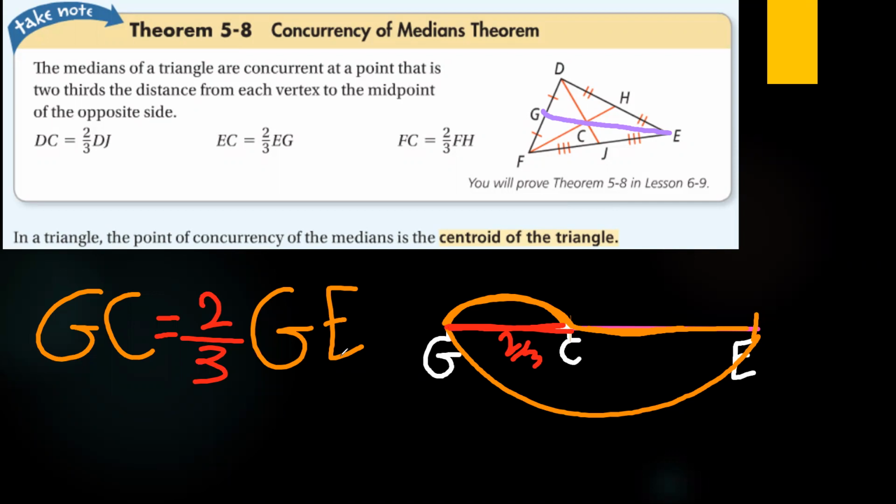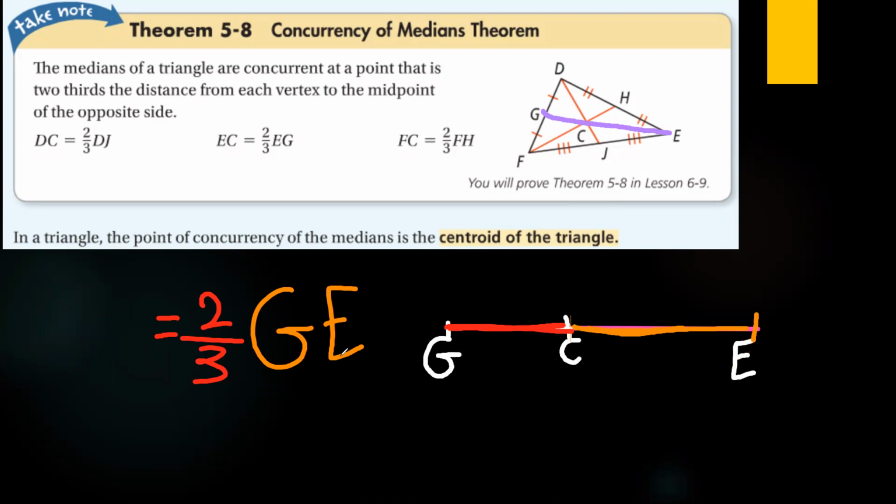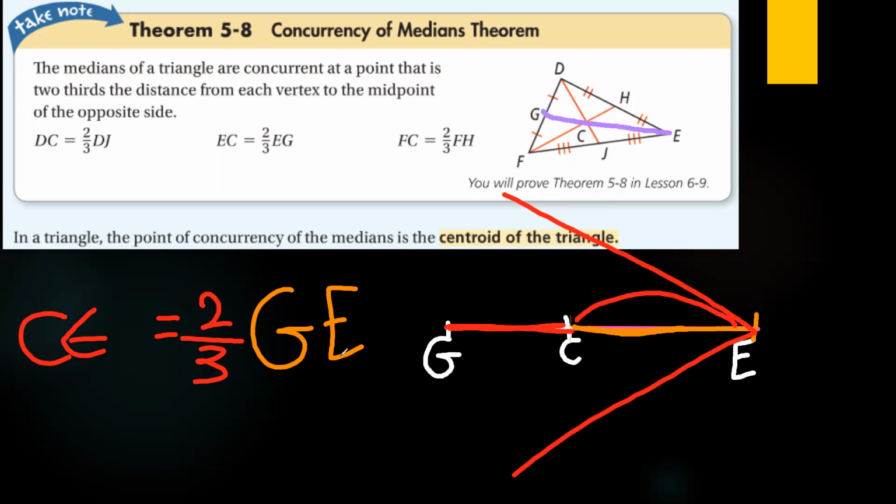Miss, you mean the opposite AC is the 2/3 of the length of CG, from where I drew it here? It is okay. How can I know? I have to see from where it starts. It started from here. This is my triangle. So CE is 2/3 the length of GE. This part is 2/3 the length of this part.